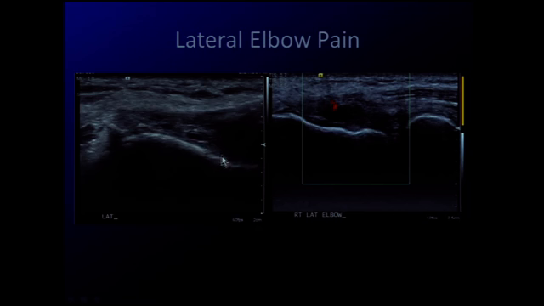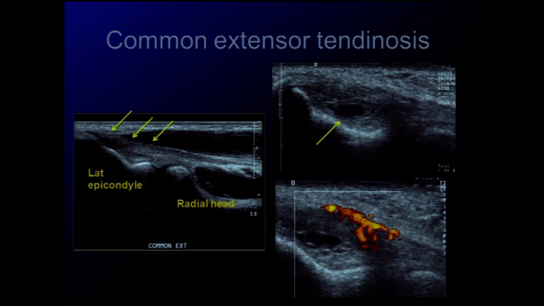Now in this case, if you look closely, you can see hypo to anechoic defects within this very heterogeneous tendon. There's calcifications or an enthesophyte here on the lateral epicondyle and some increased vascularity on power Doppler. So this is lateral epicondylitis or tendinosis with interstitial tearing. Sometimes the tear may be focal, and you can report a partial tear, but you can see there's a defect in this tendon which also appears irregular, hypoechoic, and heterogeneous with increased vascularity on power Doppler.